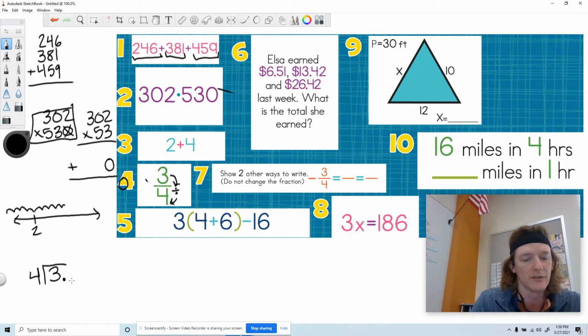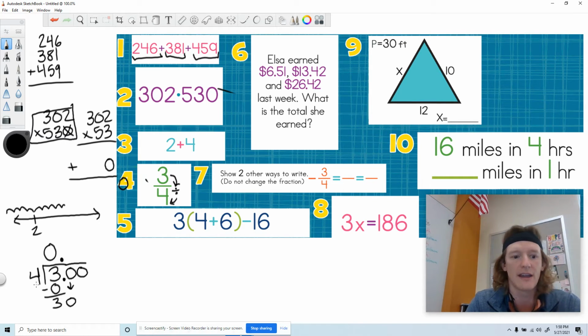Now I will warn you, you're going to need 2 more zeros here, and make sure your decimal point goes right here because this 4 does not go into this 3. So 4 times 0 is 0. Subtract. We get our 3 down here. We have to bring a 0 down. Now, 4 goes into 30 seven times. You have 1 more 0 after all that to show your work for that division.